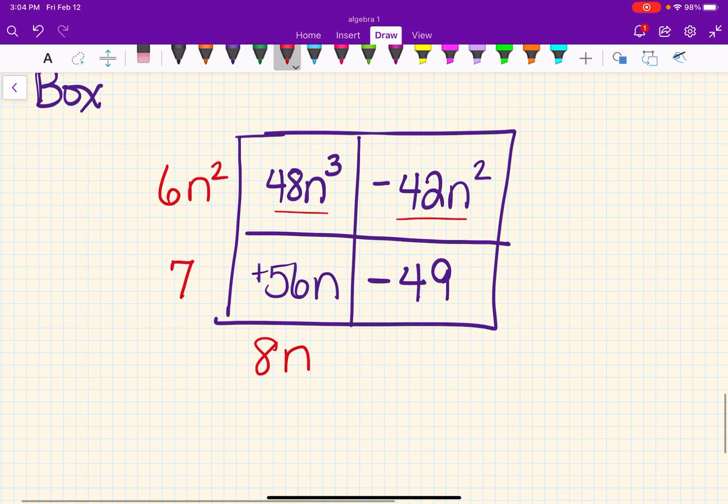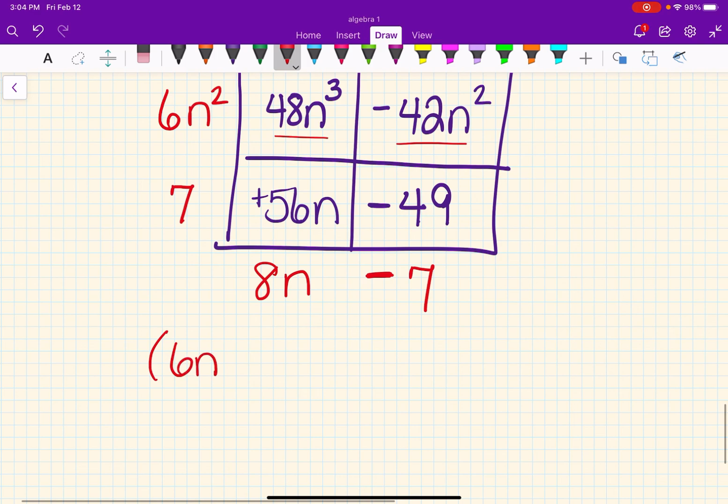Okay? Now, in the last one, we have negatives in both. So we are going to take a negative here. Because they're both negative, we have to deal with that negative, okay? And that's just a 7. Because a negative 7, because there's no n's on the negative 49. Now, again, if you wanted to double check it, you could go back and multiply what's on the outside, and you should get what's on the inside.